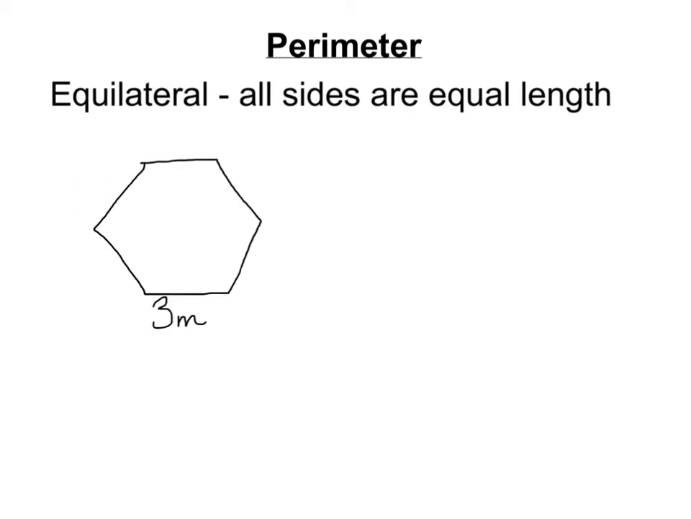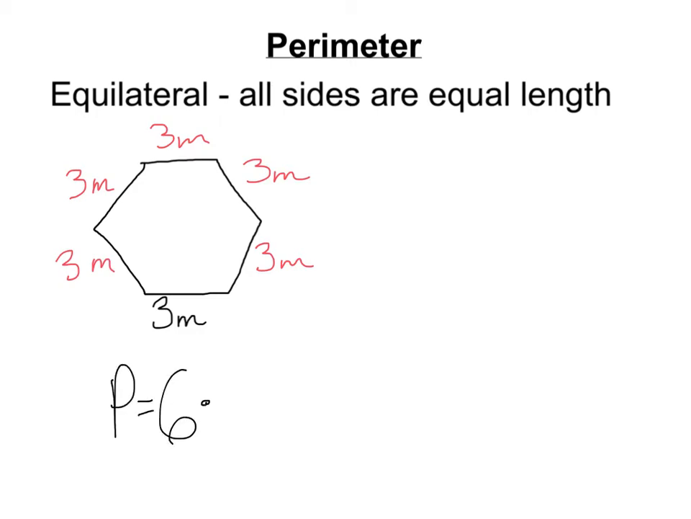Here we see what is supposed to be an equilateral hexagon. Use your imaginations a little bit. So if the bottom is 3 meters, then I know all the other sides are 3 meters as well. So therefore the perimeter is going to be 6 times the 3 meters. So the perimeter is 18 meters.